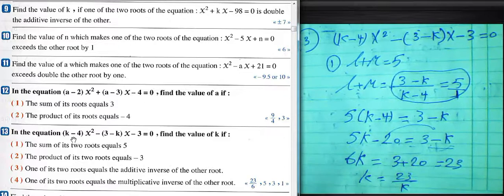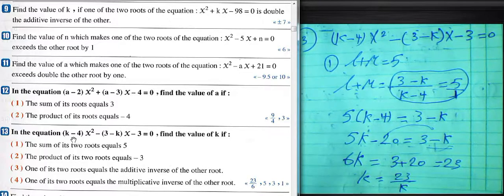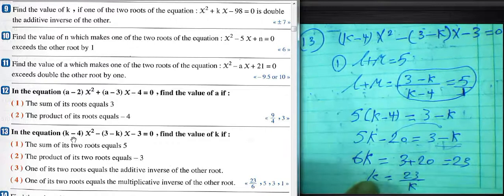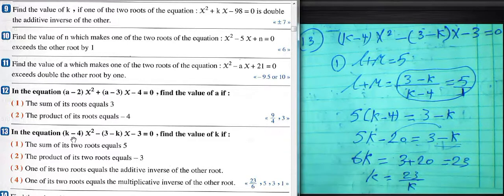Okay, the first question about question number 13, number 1: the value of k equals 23 over 6.